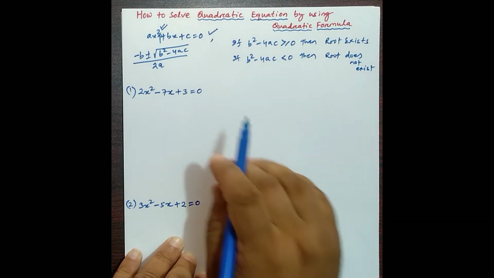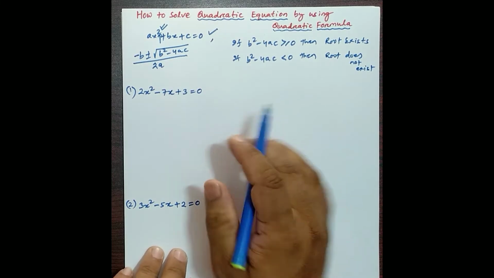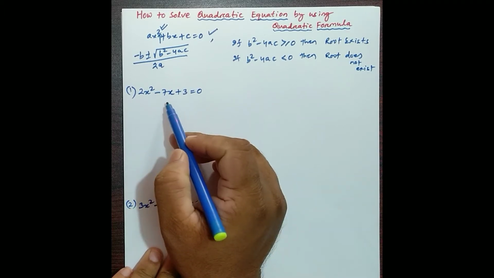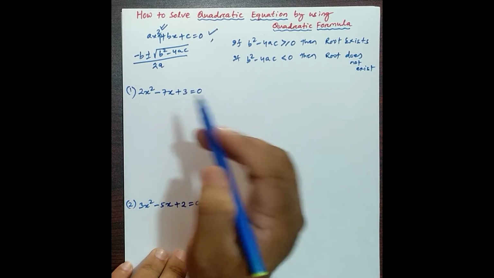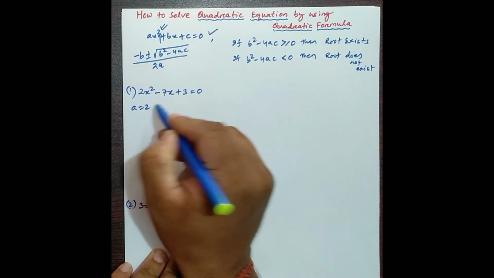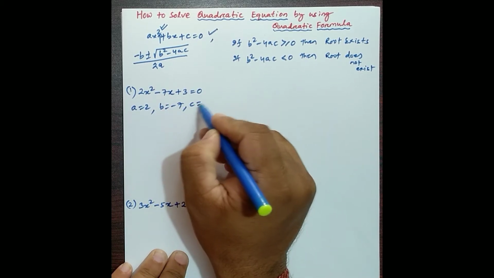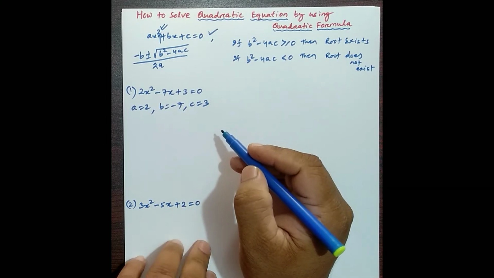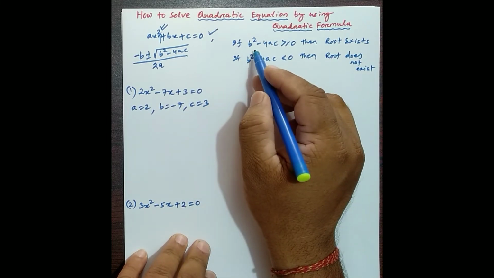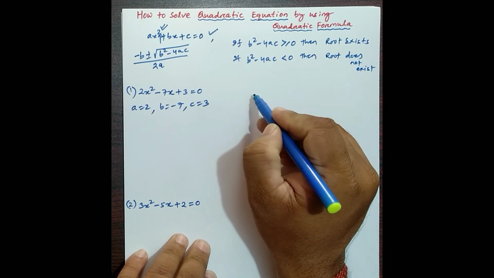For example, I am giving one here. Look at this example: 2x square minus 7x plus 3 equal to 0. Okay, so here a is what? 2. Yes, absolutely right. The b is what? Minus 7, and c is what? 3. Yes, good, very nice. Okay, so now let me check b square minus 4ac.